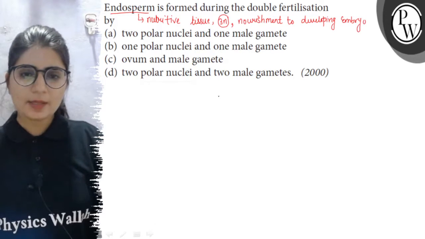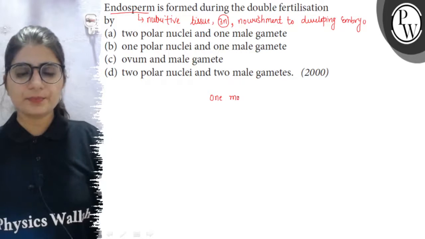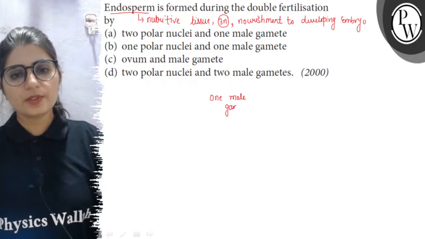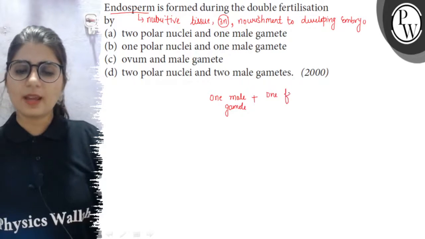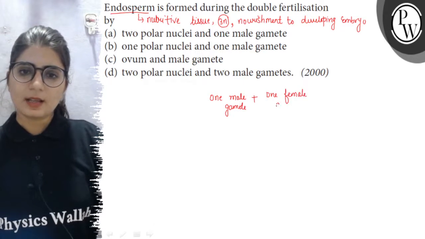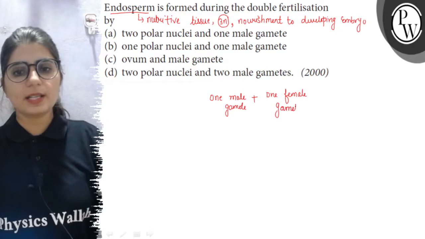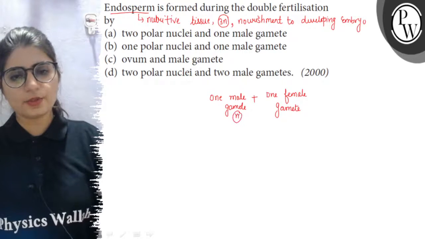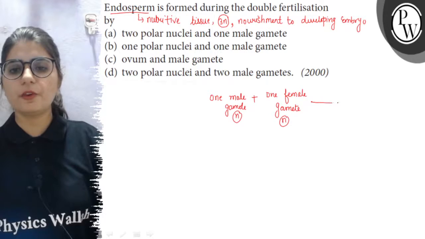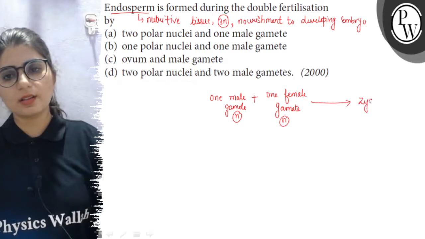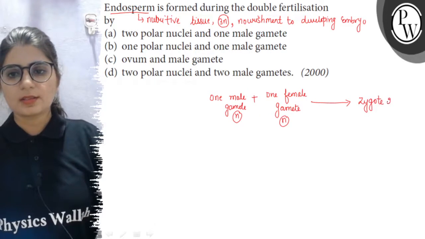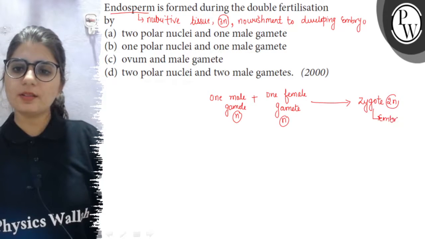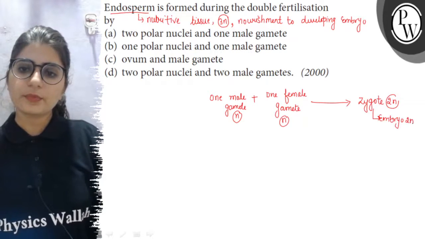So, what happens during double fertilization? That one male gamete fuses with one female gamete or the egg cell, and it forms a diploid structure, as both these cells are haploid. So, they will form a diploid structure called zygote. Zygote further develops to form a multicellular embryo.